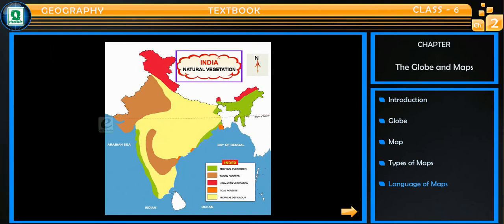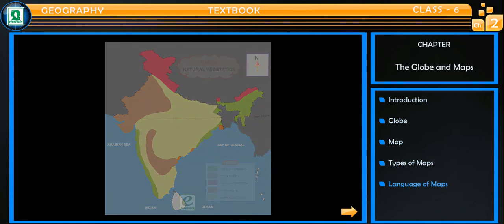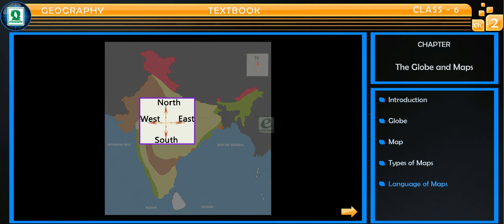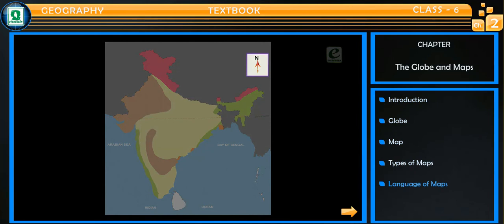The second thing to be observed is direction arrows. Can you name the four major directions? Right, north, south, east, and west. You might have observed an upright arrow mark in the upper right corner of a map. The tip of the arrow is often marked with the letter N. This arrow indicates which side of the map is the north side of the area shown on the map.